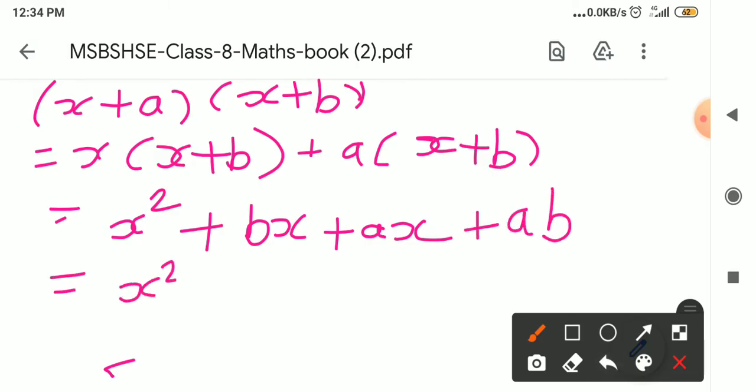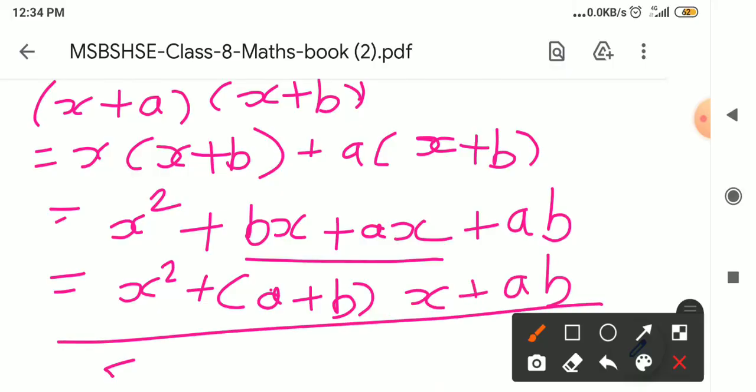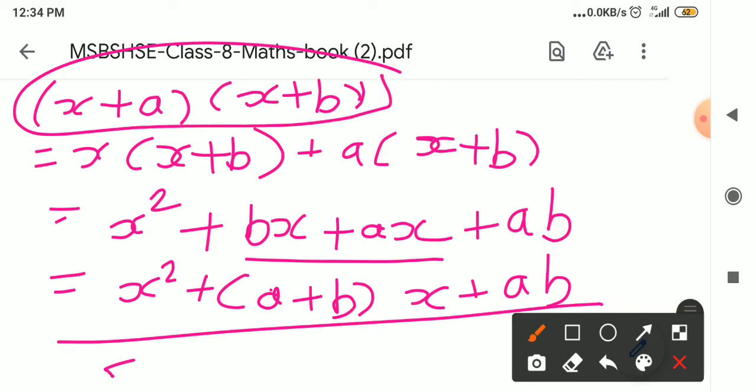So it equals x square plus ax plus bx plus ab. Just take x common from this, and what remains? a plus b or b plus a. Both are the same: 3 plus 2 is 5, and 2 plus 3 is also 5. Means if addition is there, you can write a plus b or b plus a, both are the same, and plus ab. This is the expansion of (x plus a) and (x plus b). So that you have to learn.